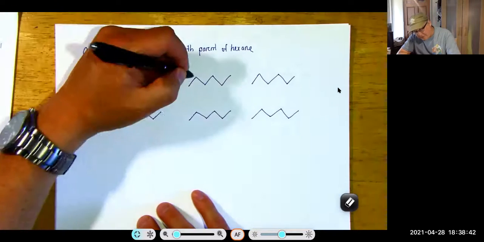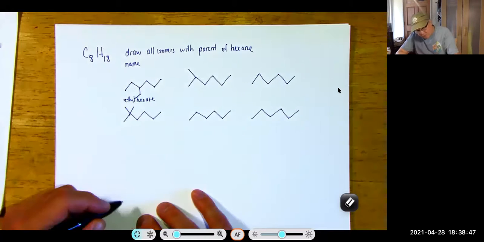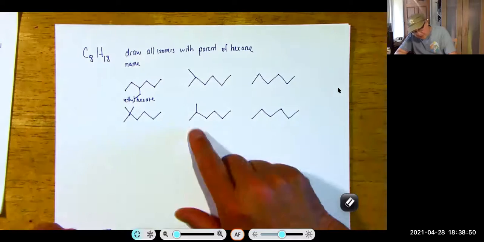Okay, so now I'm going to put 2 on there, and I'm going to do that here. And I'm going to keep 1 on the second carbon and move the other one around.